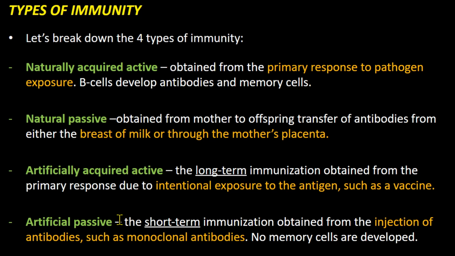Then we have artificial passive immunity, which is a short-term immunization obtained from the injection of antibodies such as monoclonal antibodies. No memory cells are developed. So for example, let's say that you do happen to contract COVID-19, they can inject monoclonal antibodies into your bloodstream to help fight it. But this would not help to form any memory cells or anything like that. This is just like you're bringing in soldiers to get rid of an enemy, and then the soldiers go away.